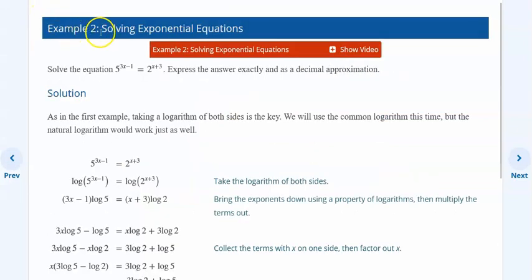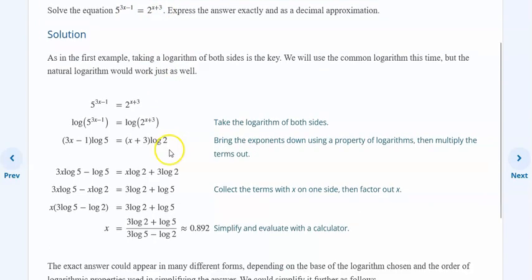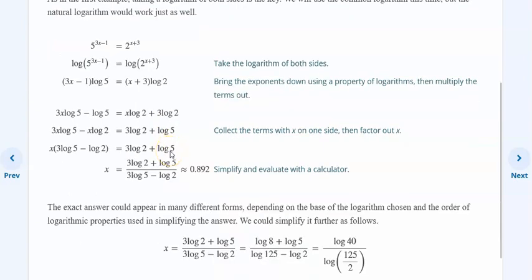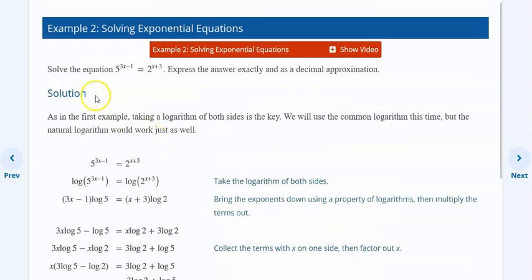In example 2, as we see, a base to an exponent, it's rather tedious as to the protocol for solving it. So I'm going to let you view the video that is offered by the authors.